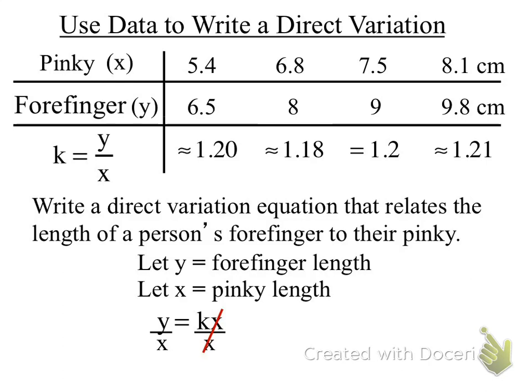What would the direct variation equation look like? David? Y is equal to approximately 1.2K. Close. Y equals approximately 1.2X. Perfect. You said 1.2K. Yeah, I know. There you go. So that's the equation that would relate anybody's pinky to their forefinger. Do you understand about direct variation equations? Okay. So that's it for direct variation.